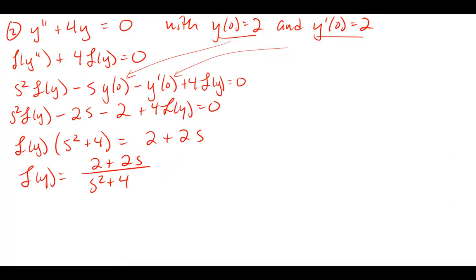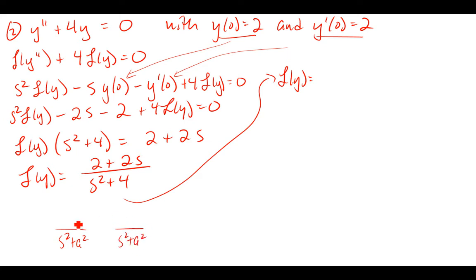So here we are again. Here's our problem. I'm going to give myself a little more space here. So I have 2 plus 2s over s squared plus 4. Now, if you remember in the chart here, I had 2 versions of s squared plus a squared. One of them has an a on top, and one of them has an s on top. But notice neither of them has 2 plus 2s. In other words, neither of them lets me have a plus on top. I can't have 2 terms on top.